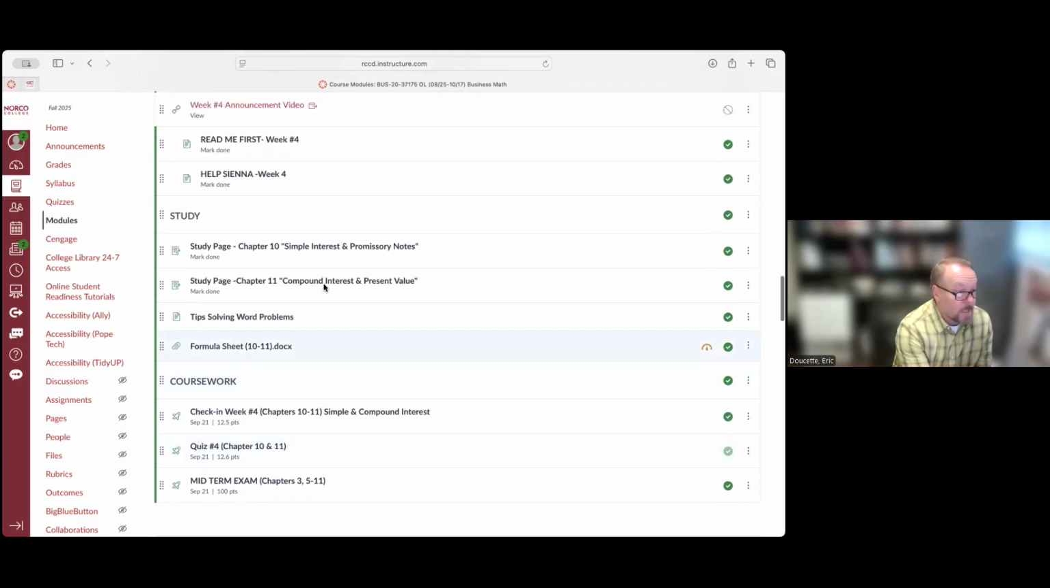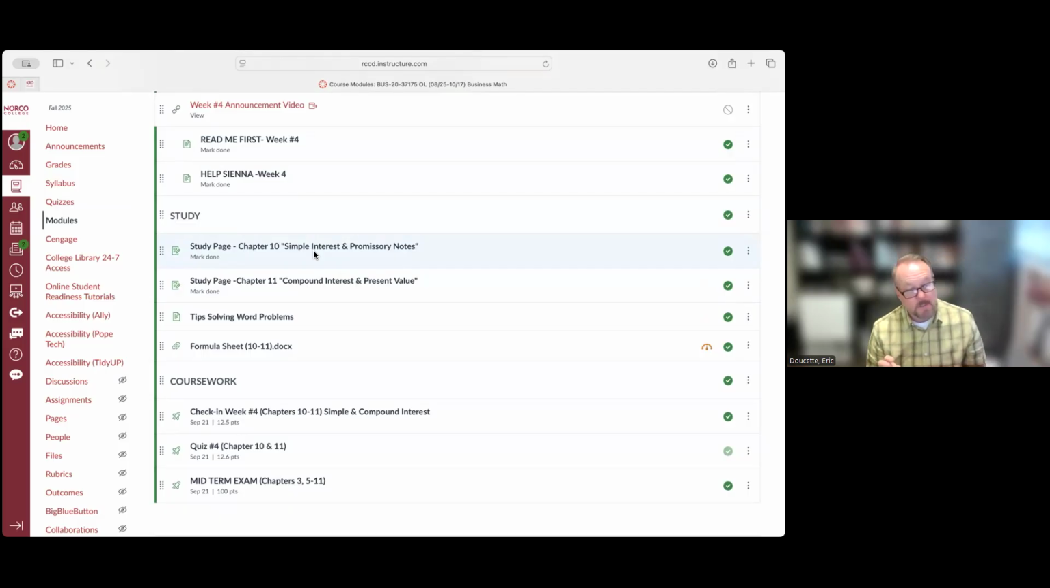So this week, again, you're looking at chapter 10. So please start by doing the README first, and then the helps again, to make sure you read both of those and mark them as done. And then start looking at each of the study pages and work your way through a few of the chapter 10 questions. And by the way, there is a video of me working out chapter 10 problems. And then the same thing with chapter 11. There's a video of me working out chapter 11 problems.